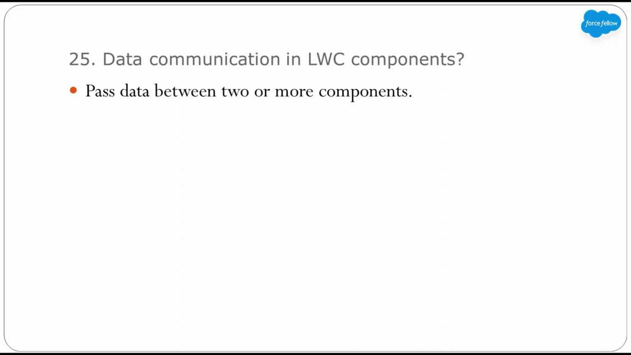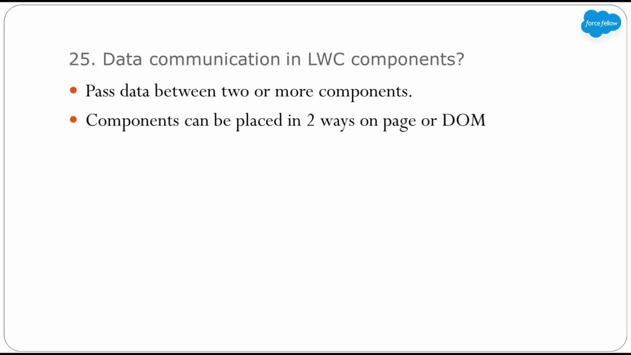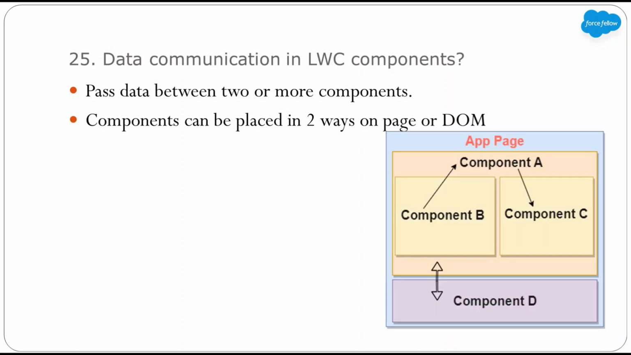So we can start answering this question like this: data communication means passing data between two or more components, and generally components can be placed in two ways on a page or DOM. The first way is hierarchical, or we can say related components like parent and child, and they will be in the same hierarchy in the DOM.